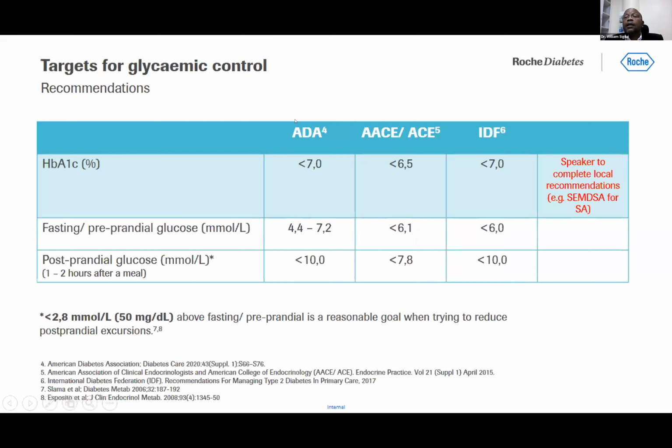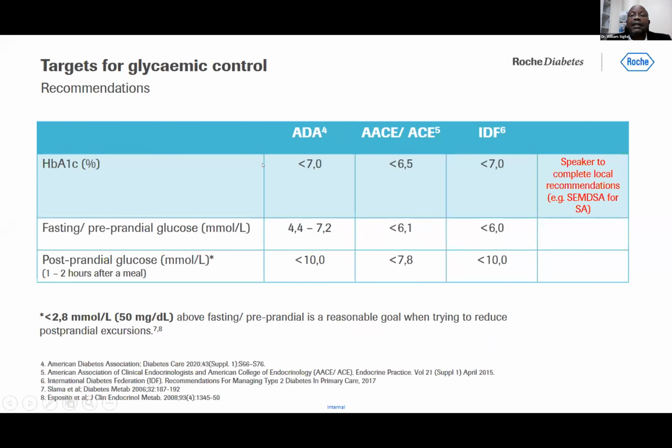Again here, ladies and gentlemen, we have targets for glucose control. So we manage diabetes with targets in mind. And these targets have been agreed upon by all the leading global diabetes authorities. ADA is the American Diabetes Association. AACE is the American Association of Clinical Endocrinologists. And then the International Diabetes Federation.